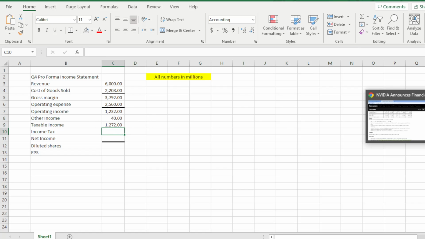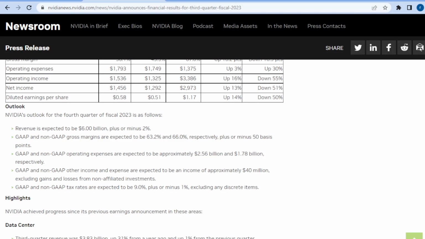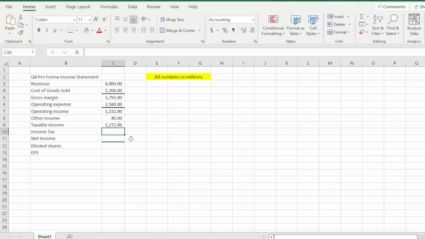So what is our income tax rate? Let's see, it says 9% right there. So I'm going to take 9%, so that equals 0.09, and then we're going to multiply that by this taxable income amount. So now we have income tax, and we're going to take taxable income and subtract income tax. And that is going to give us this bottom line number of $1.157 billion. So that is our net income.